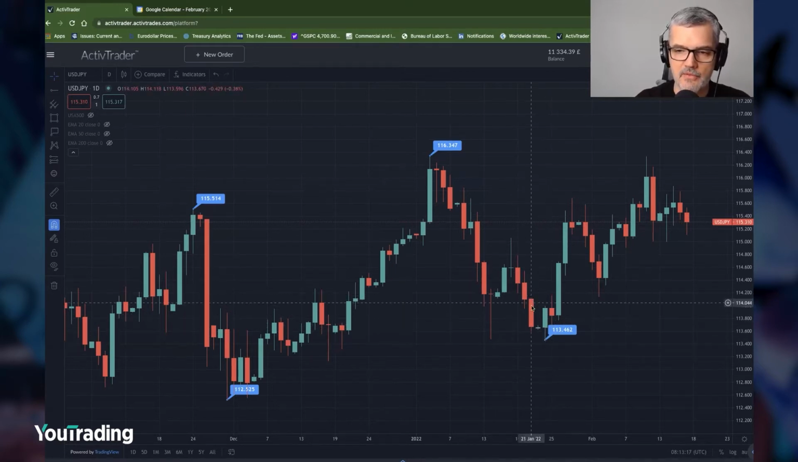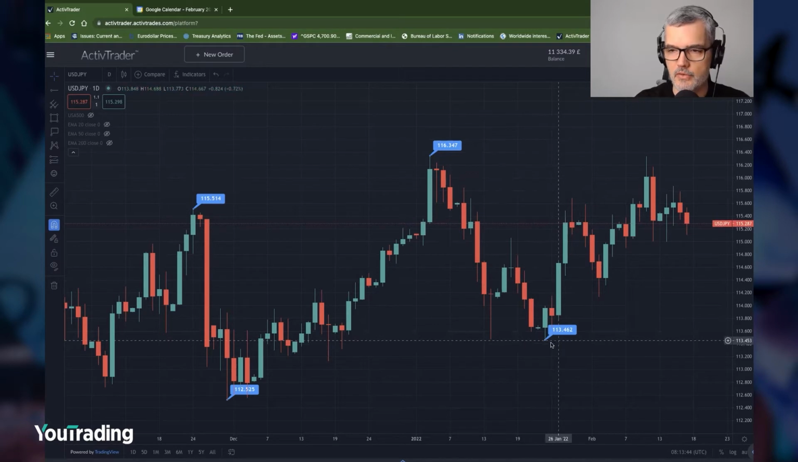So here we've got a swing low. We've got the 113.462. It's got the lowest low here on the Monday. Then on the Friday candle, it's got a higher low. And then on the Tuesday candle, it's got a higher low. So this candle here being Monday, 113.462 is the lowest low. This is the swing low. So this trading range goes from 116.347 all the way down to 113.462.